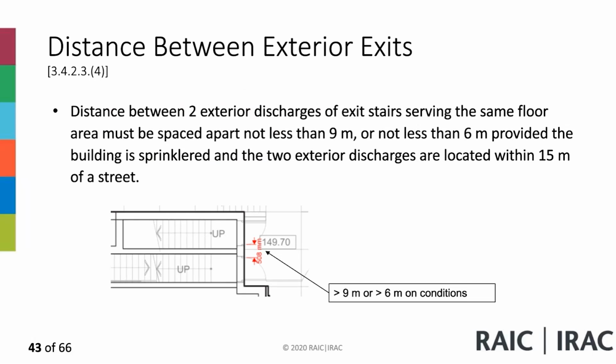Distance between exterior exits, this is important. It's been added to the NBCC 15. The distance between 2 exterior exits, I'm reading in 3.4.2.4. The distance between 2 exterior discharges, this is where it leads to the outside. 2 exterior discharges of exit stairs serving the same floor area shall be not less than 9 meters, and not less than 6 meters where the building is sprinkled throughout, and the 2 exterior discharges are located within 15 meters of the street.